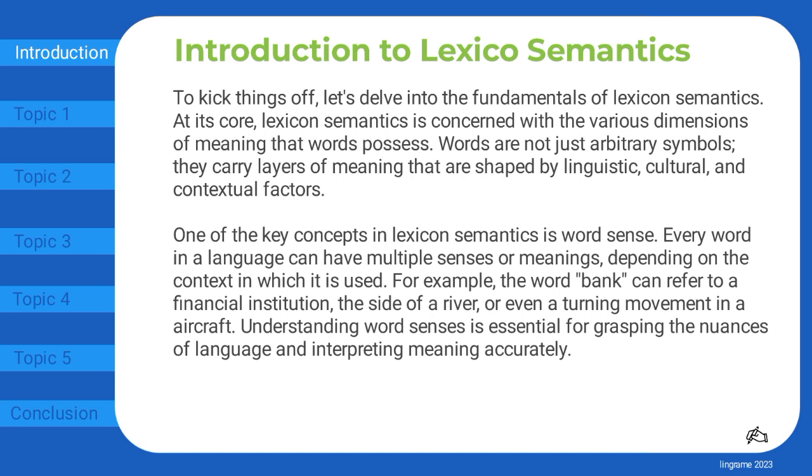One of the key concepts in lexicon semantics is word sense. Every word in a language can have multiple senses or meanings, depending on the context in which it is used. For example, the word bank can refer to a financial institution, the side of a river, or even a turning movement in an aircraft. Understanding word senses is essential for grasping the nuances of language and interpreting meaning accurately.